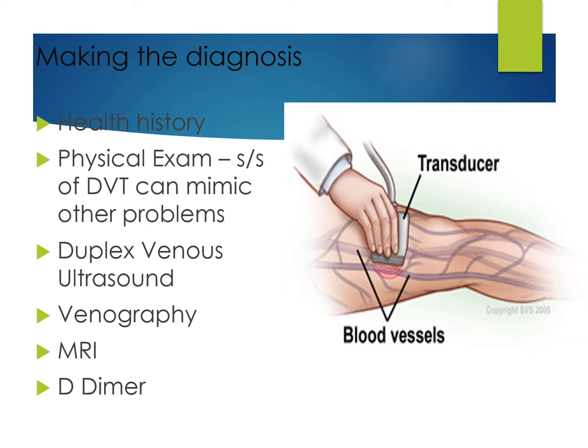A D-dimer would show if there is any type of fibrin degradation in the body, meaning that the only way that D-dimer is going to work is if there are other areas of breakdown of a blood clot. It will show the products of a blood clot floating around in the bloodstream. D-dimer would be positive, and the higher the level, the more likely you are to have a blood clot.